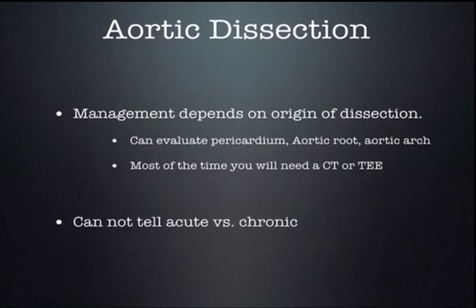Another limitation of ultrasound evaluation for aortic dissection is it's very difficult to tell acute versus chronic. I myself have seen a couple of patients who present with chest pain. We do a bedside ultrasound and discover an intimal flap consistent with dissection, but it later turns out that this was actually chronic and the patient didn't know it. So it can be quite difficult to tell the difference between acute and chronic aortic dissection.